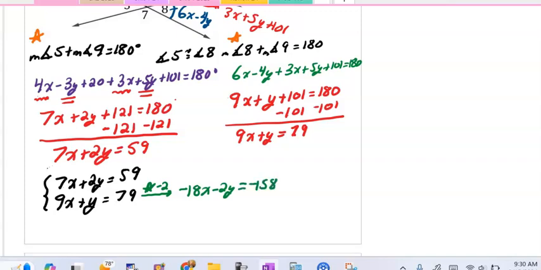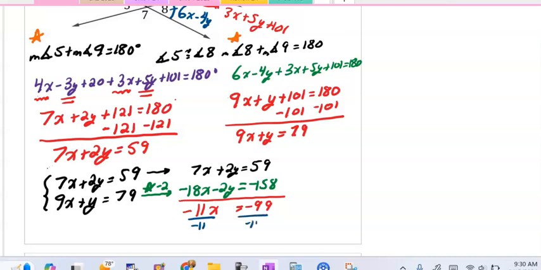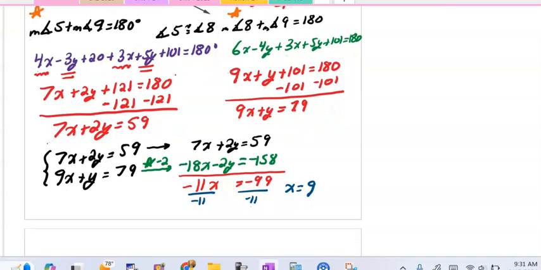I'm going to copy down the top equation. And now we can add down when you do that. 7 minus 18 for the x's is negative 11x. The y's add to 0. Negative 158 plus 59 add up to negative 99. And then you could divide both sides by negative 11. And you get x to be equal to 9.